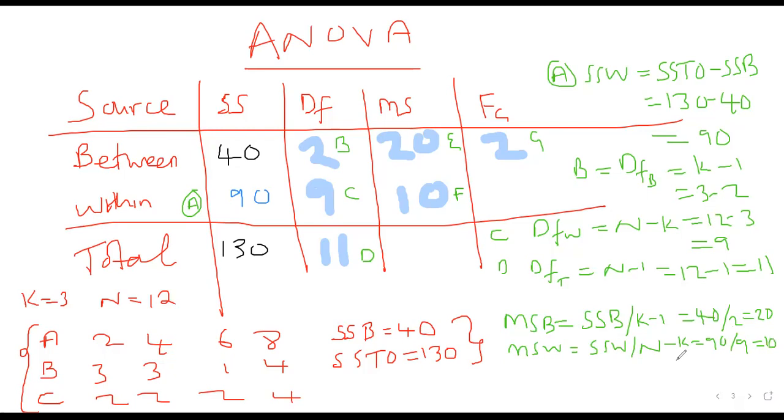All right. That is how we found our F. So this is E and this is F. And finally, our G is called the F calculated. F calculated is now found by dividing the mean of square between over mean of square within. So here this will be 20 over 10, which is equal to 2.